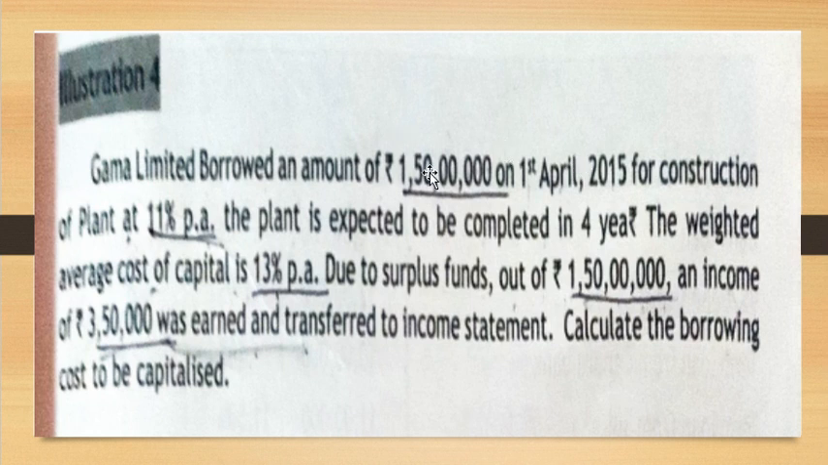Yes, the loan is borrowed for a specific reason, that is for the development or construction of a plant, which is nothing but a qualifying asset. At what interest? At 11% per annum. The plant is expected to be completed in 4 years. The weighted average cost of capital is 13% per annum.